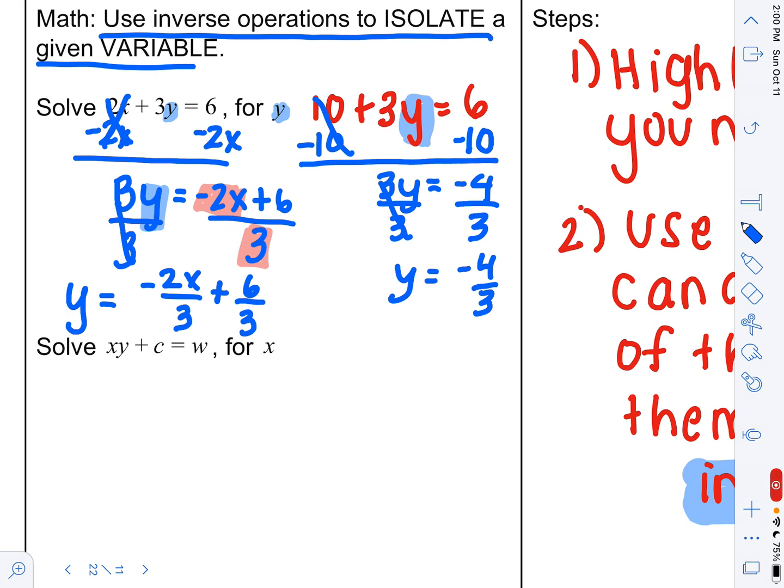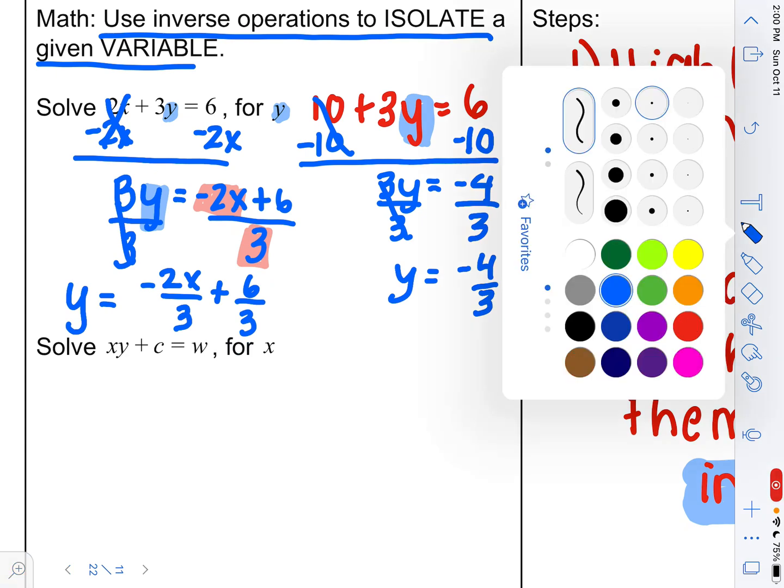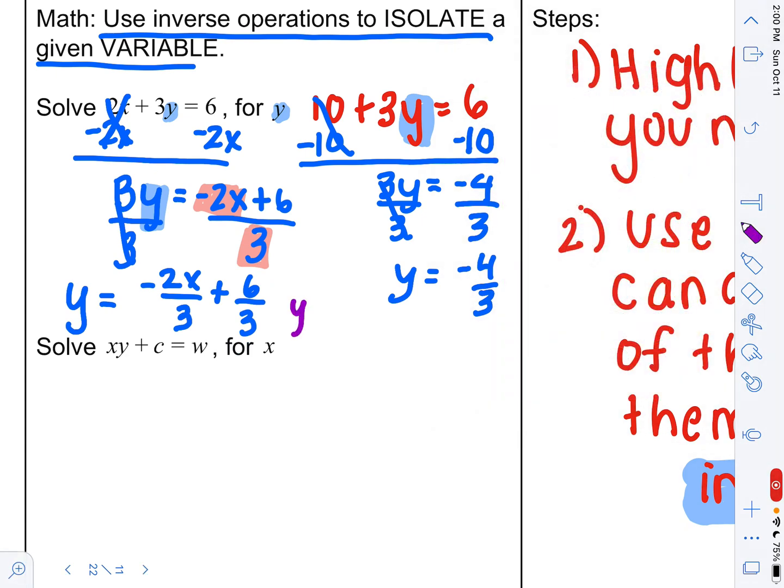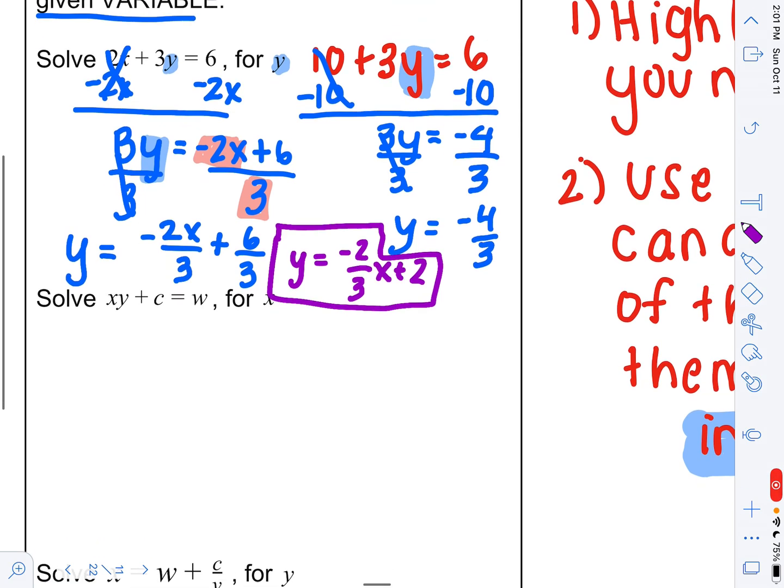But I'm going to split them up. And then I'm going to simplify this because what's 6 divided by 3? 6 divided by 3 is 2. So my final answer, let me write this in a different color. My final answer is y equals negative 2 over 3x, or negative 2x over 3, which is the same thing, plus 2. So that's my final answer there. Okay.